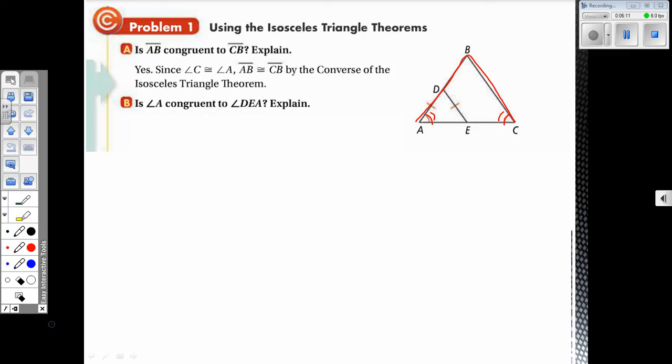Okay. The next question is: is A congruent to DEA? Yes.